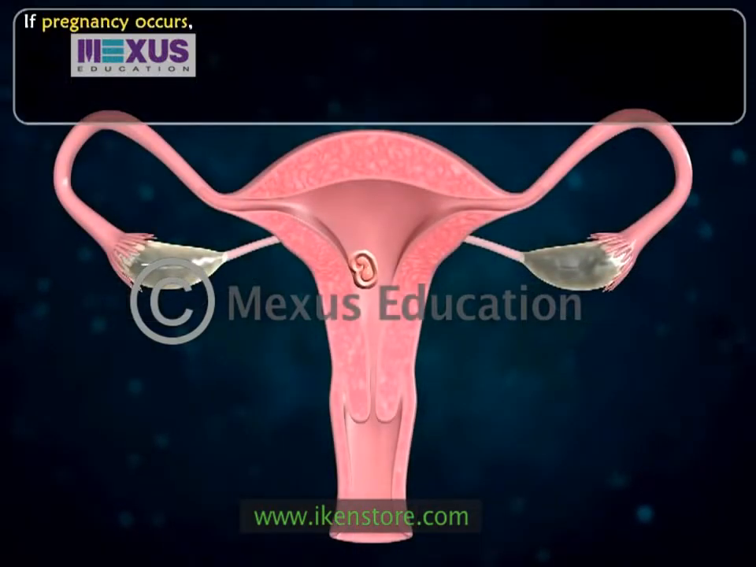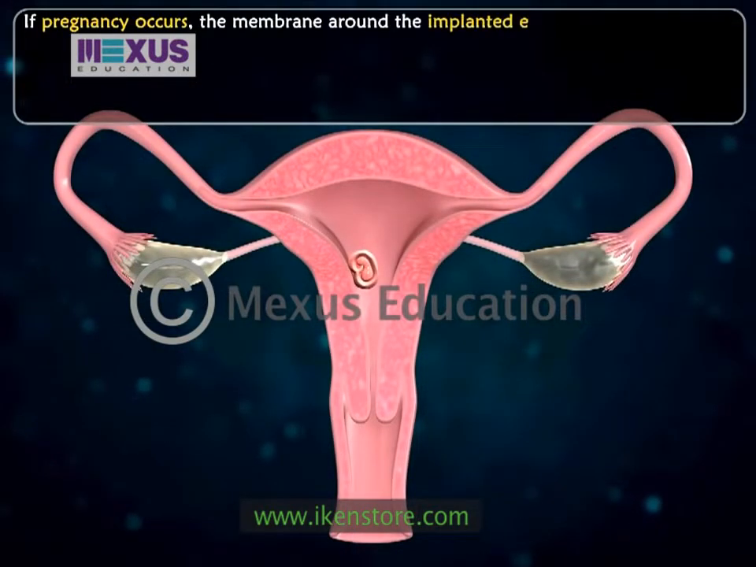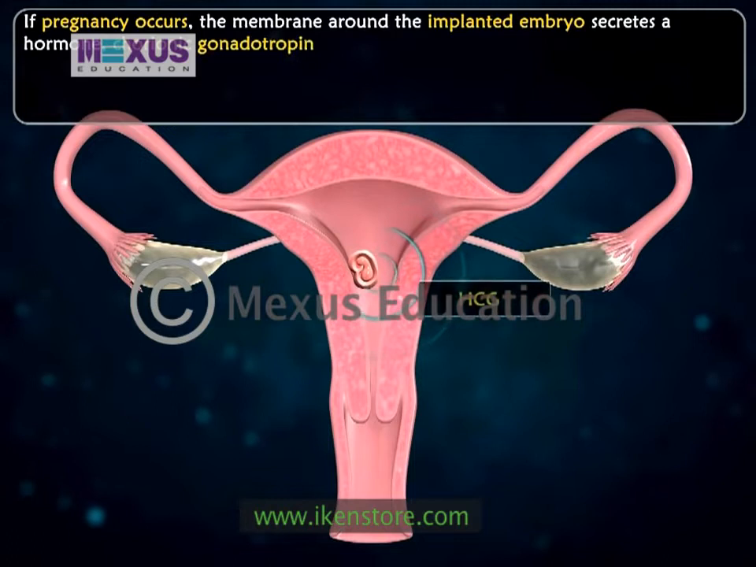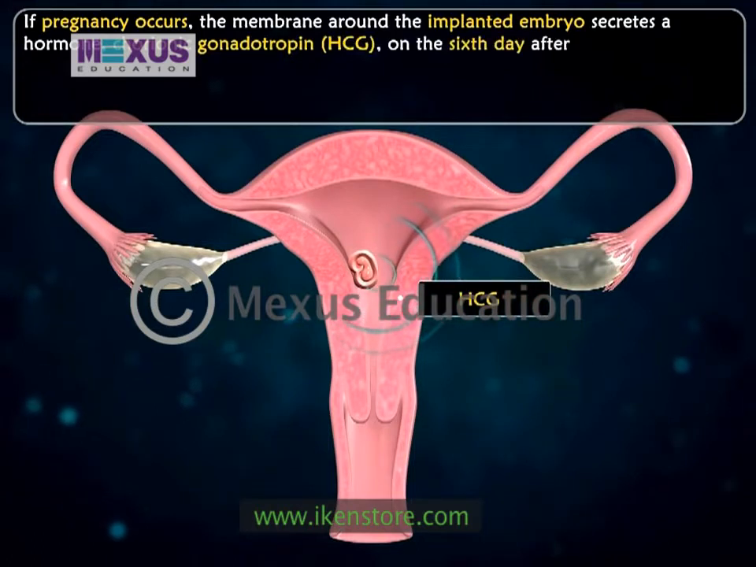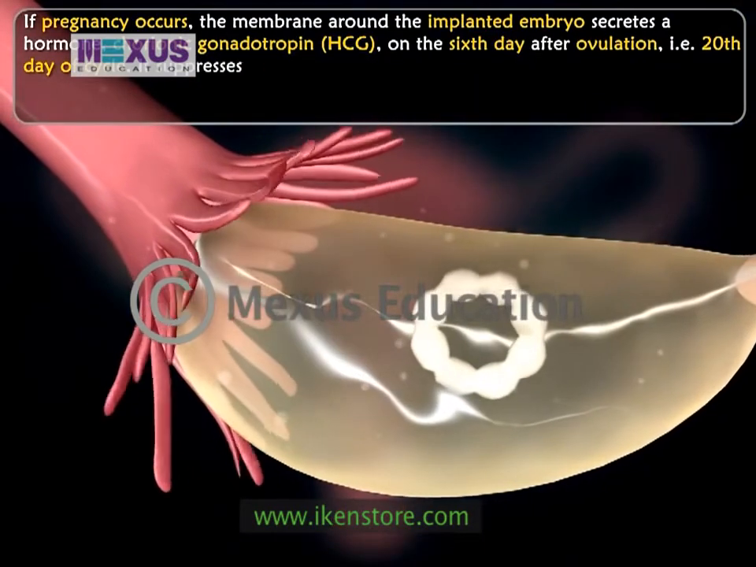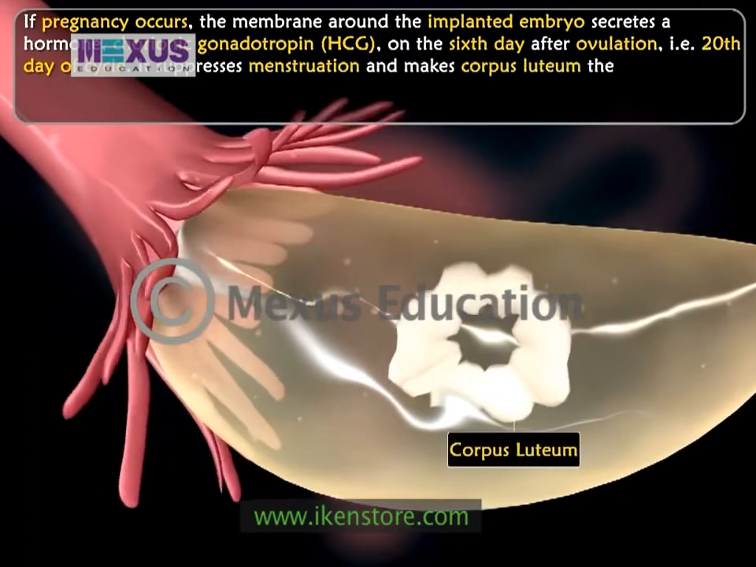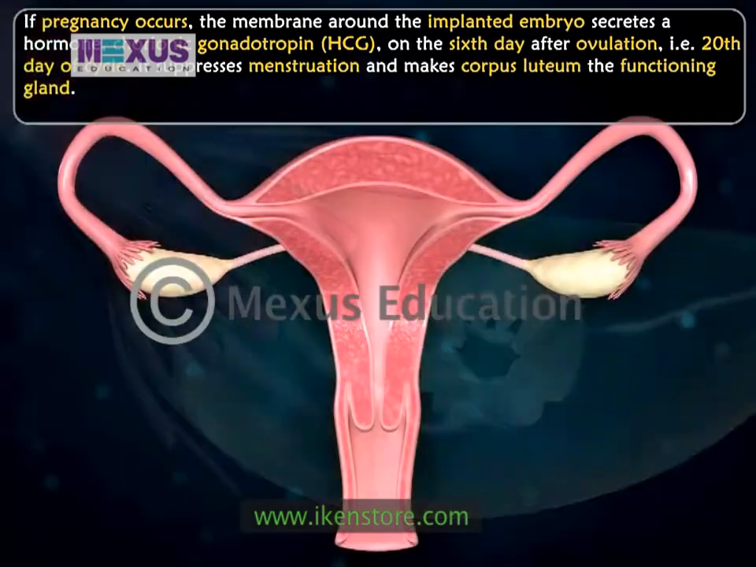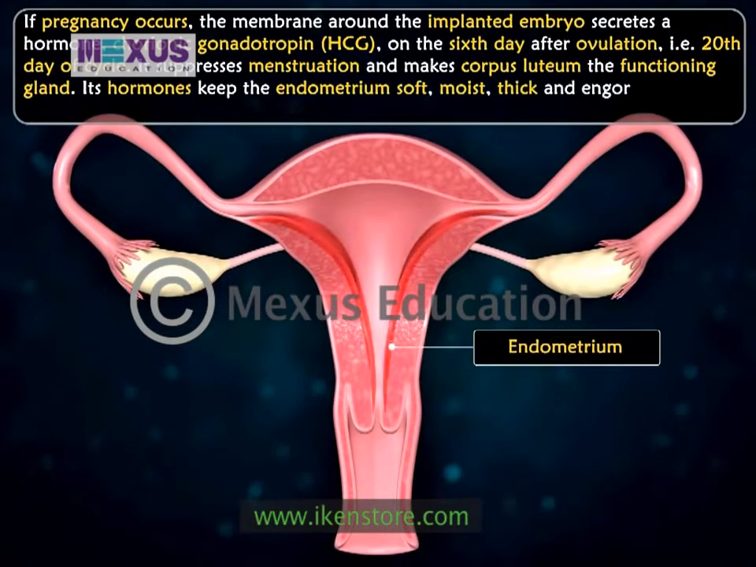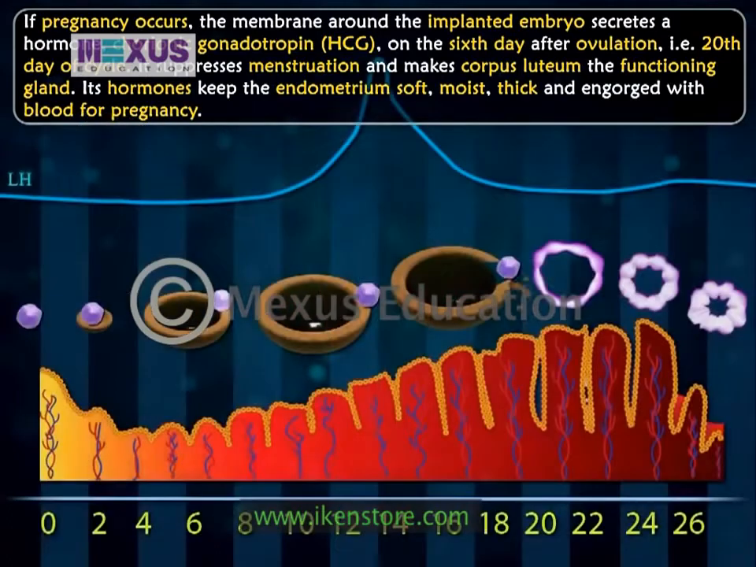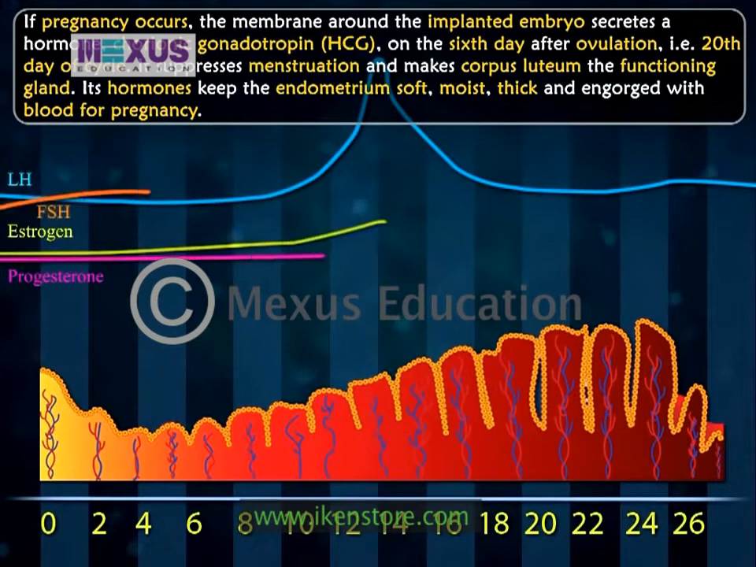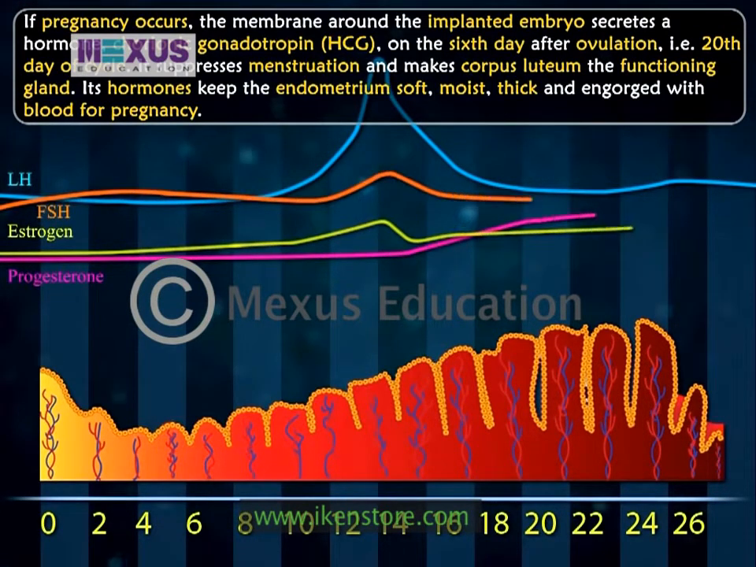If pregnancy occurs, the membrane around the implanted embryo secretes a hormone, chorionic gonadotropin, or HCG, on the 6th day after ovulation, that is, 20th day of cycle. It suppresses menstruation and makes corpus luteum the functioning gland. Its hormones keep the endometrium soft, moist, thick, and engorged with blood for pregnancy. The estrogen and progesterone also inhibit FSH, so no new follicles and eggs mature during pregnancy.